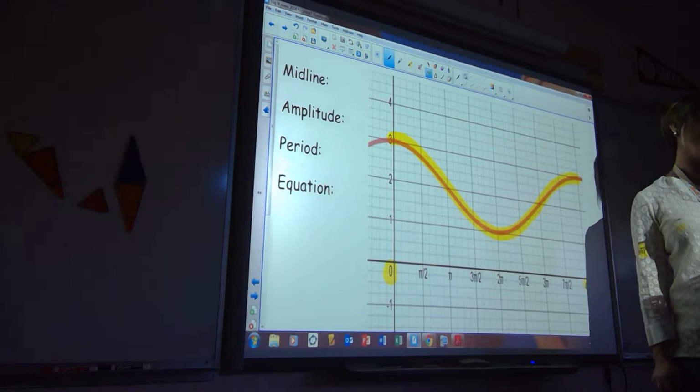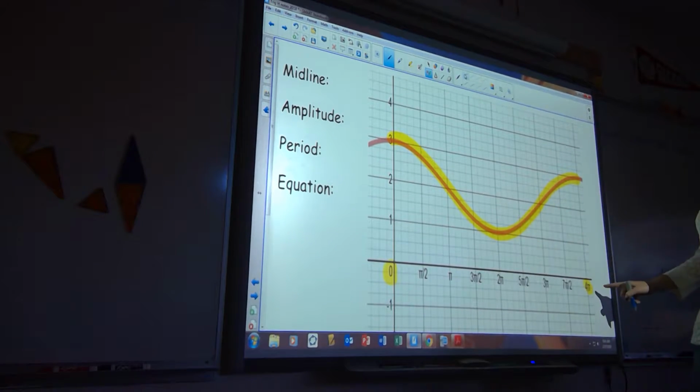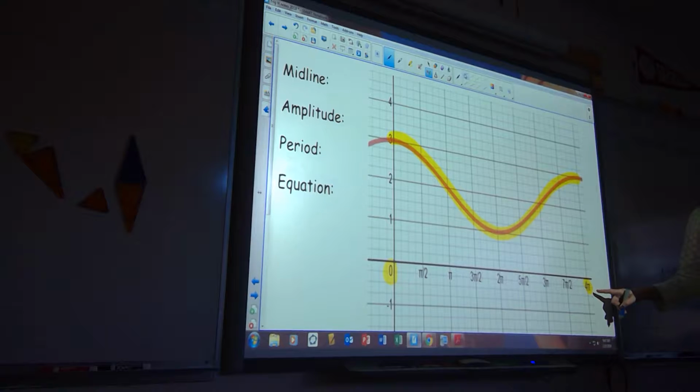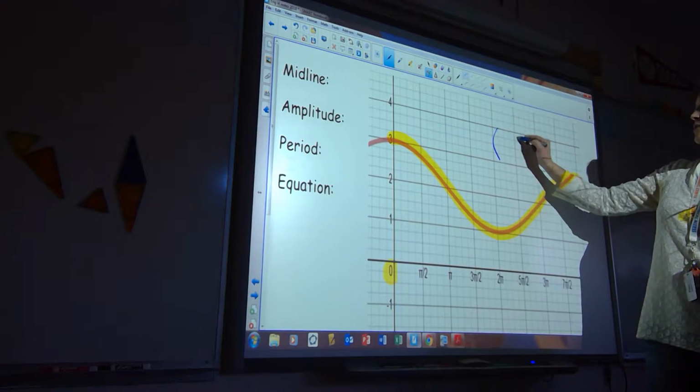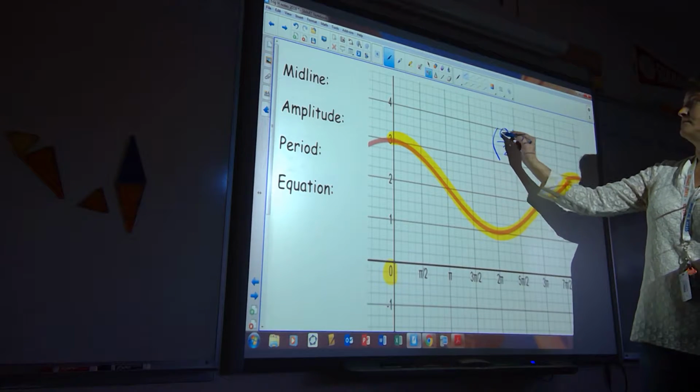So I'm going to show you the shortcut way to write this equation. I can tell that it got stretched by a factor of 2. So I'm actually going to divide by 2. So I know that in my equation it's going to be theta divided by 2.